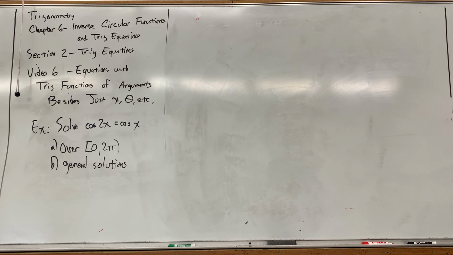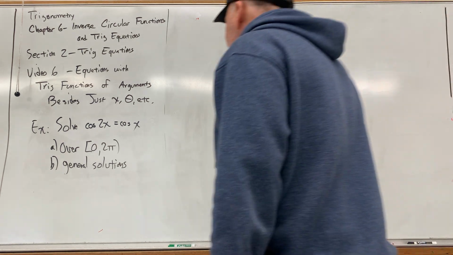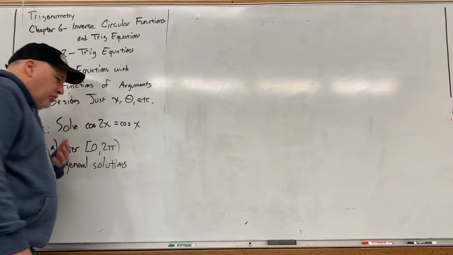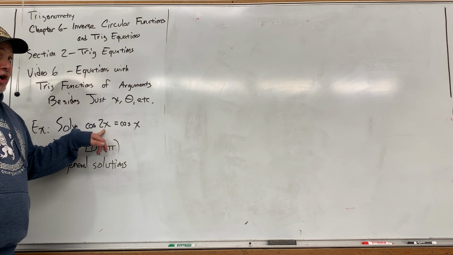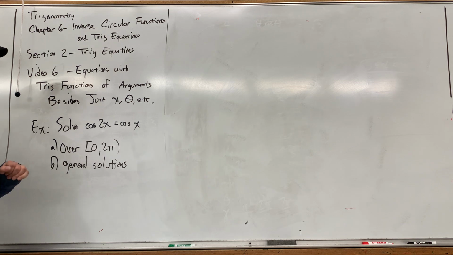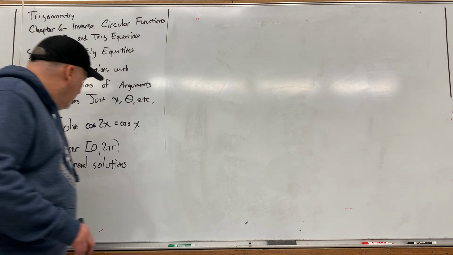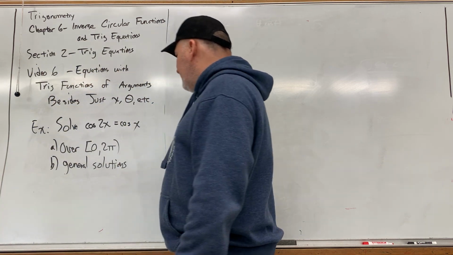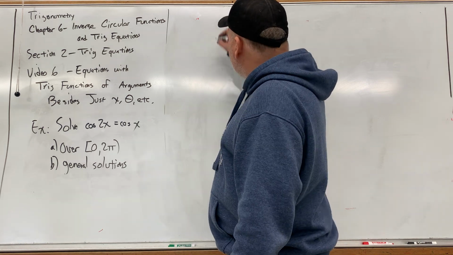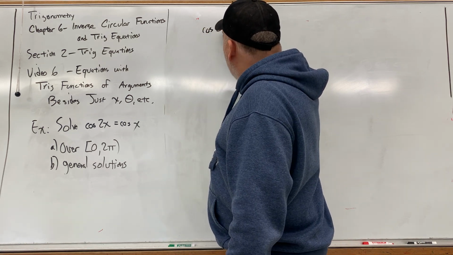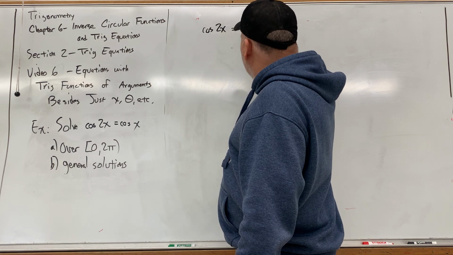And here's our third example of solving equations with trig functions of arguments besides just x, theta, etc. In the previous examples, we got this down to a simple linear trig function, but we had to do a substitution because our argument was more than x. And this one, we're going to take a slightly different path. We're going to solve cosine of 2x equals cosine of x over one period, 0 to 2 pi, and of course the general solutions. So let's start by figuring out how to attack this problem.